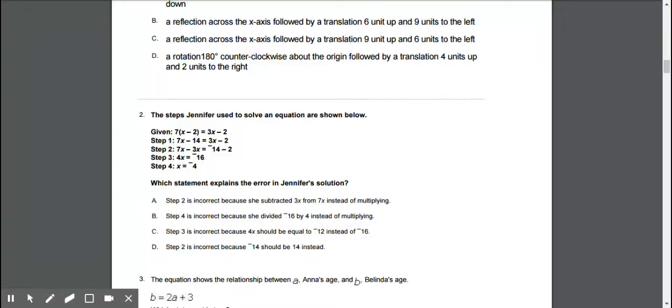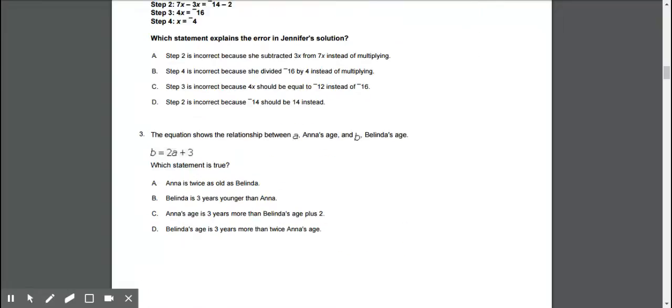C, step 3 is incorrect because 4x should be equal to -12 instead of -16. D, step 2 is incorrect because -14 should be +14 instead. Question 3.